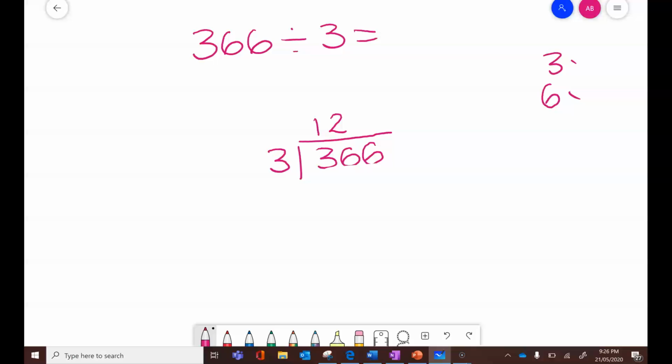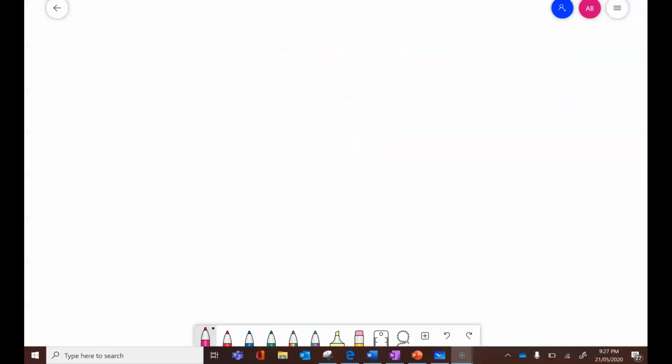And then we do the exact same here because it's the same number. 6 divided by 3 is 2. So we've solved that really big problem very quickly. 366 divided by 3 is this number on the top. That's our answer, 122. Easy peasy.